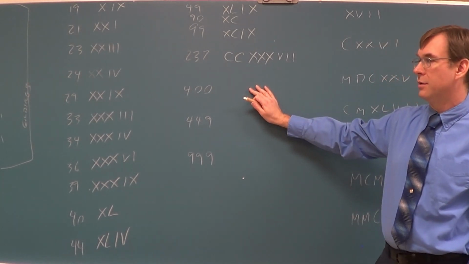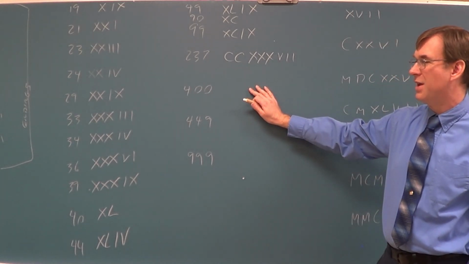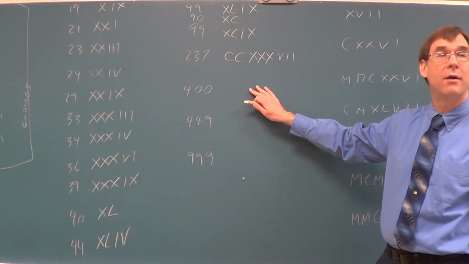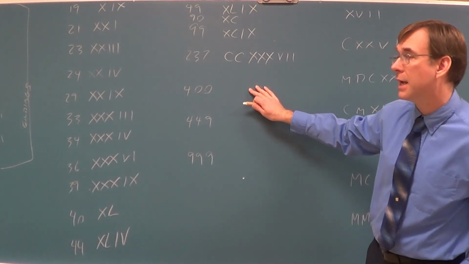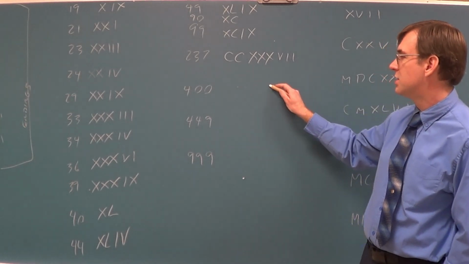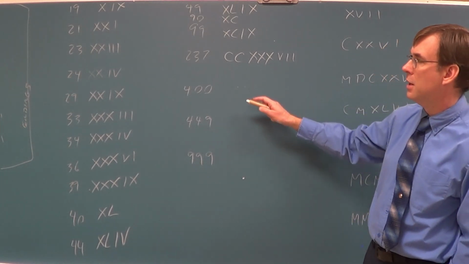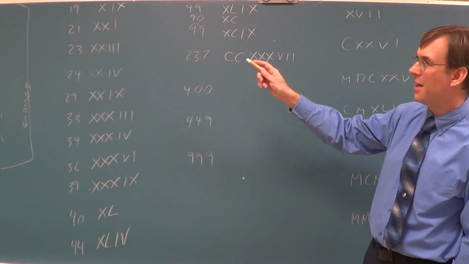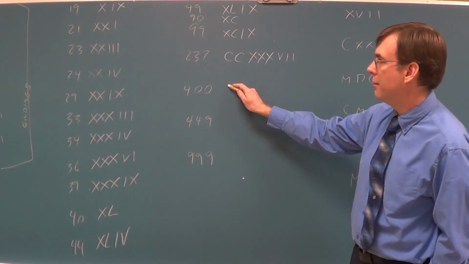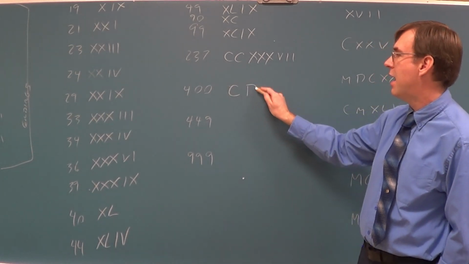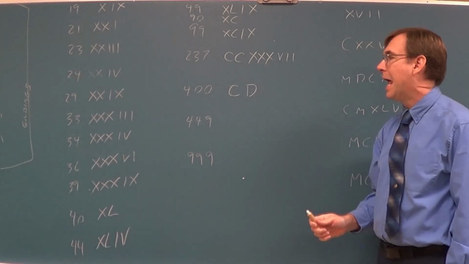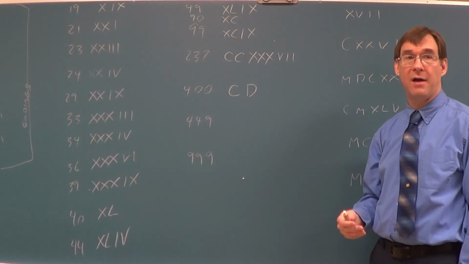400 is a little bit trickier combination. We haven't done this yet today, but we've done other ones like it. You get 400? CD. It is CD. We can't go C, C, C, C. You can't do 4 C's in a row. And if you try to add up using other symbols, you're just going to always end up doing something weird. The only way you can get 400 is subtract 100 from 500. 100 subtracted from 500 would get you 400.